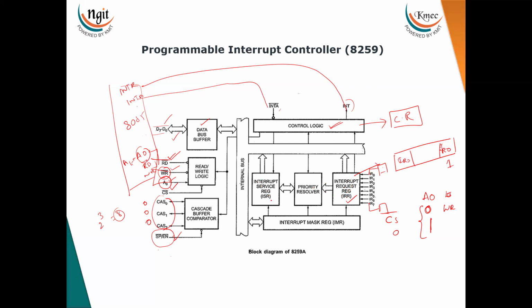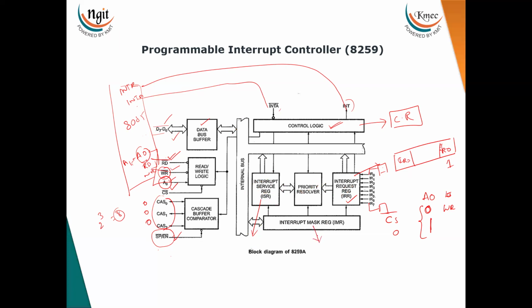Now coming to the ISR. ISR is nothing but the interrupt service register, which stores the interrupt level which is currently being executed by the 8085. This is also an 8-bit register. Whichever interrupt is being served, that bit will be set here.